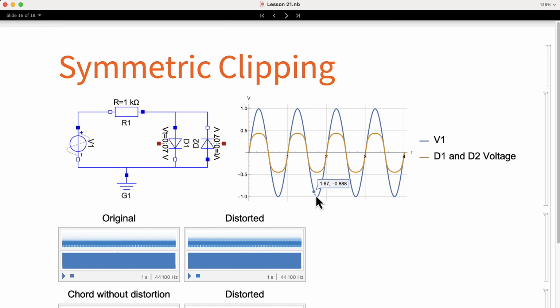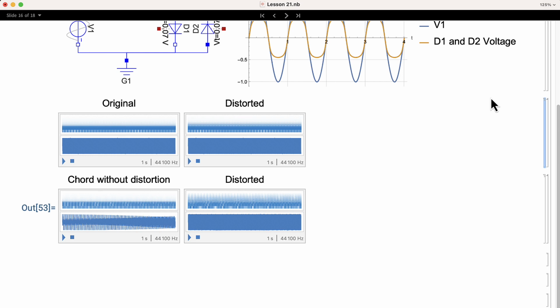If the input is very large, the clipping will be aggressive, but if the signal is low, it will only round the signal a bit. Let's get a comparison between a sine wave without distortion and then the same sine wave with distortion. This is without distortion and this is with distortion. The distorted sine wave has more harmonics and it sounds brighter and louder.